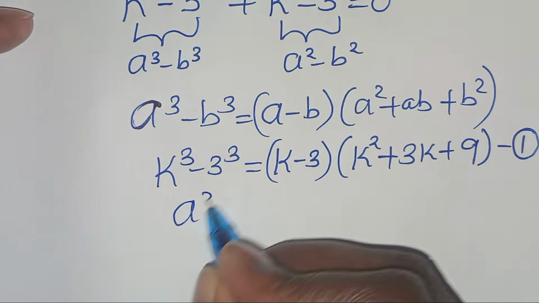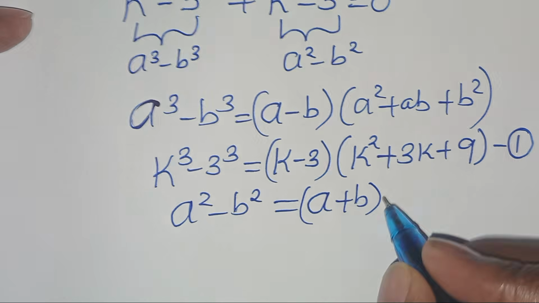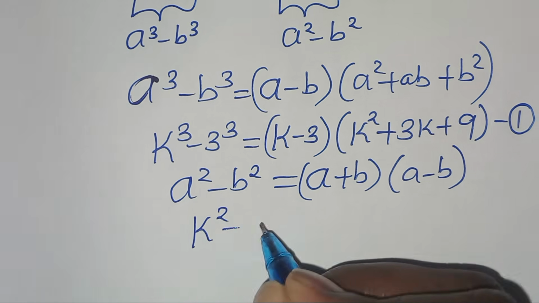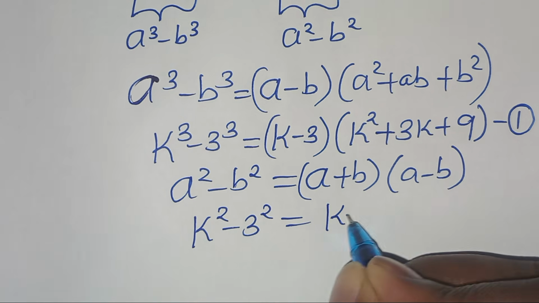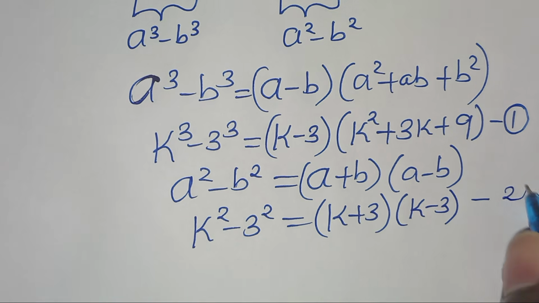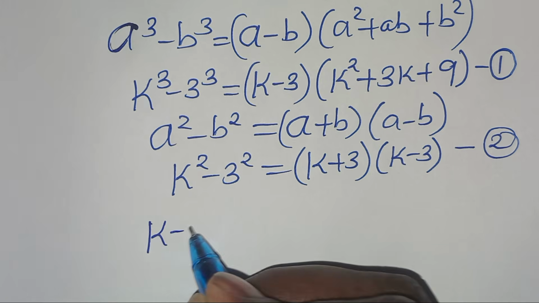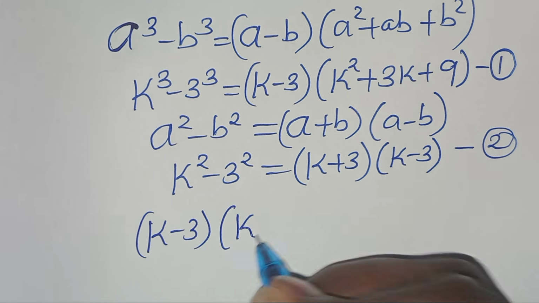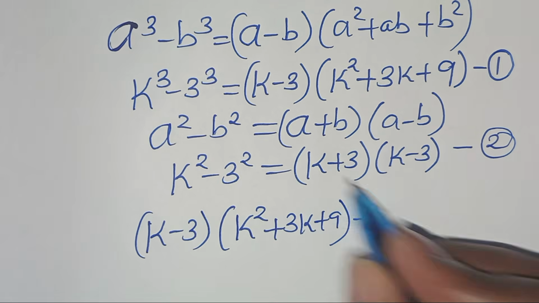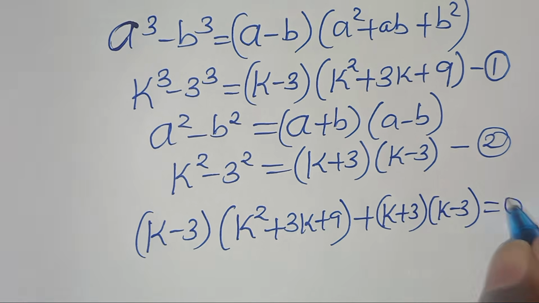Then we have a squared minus b squared. This is the difference of two perfect squares expressed as a plus b multiplied by a subtract b. So k squared minus 3 squared is equal to k plus 3 multiplied by k subtract 3. Let's call this the second part. Now let's combine the first part and the second part. So we have k minus 3 times k to the power of 2 plus 3k plus 9, then plus k plus 3 multiplied by k minus 3. This is equal to 0.